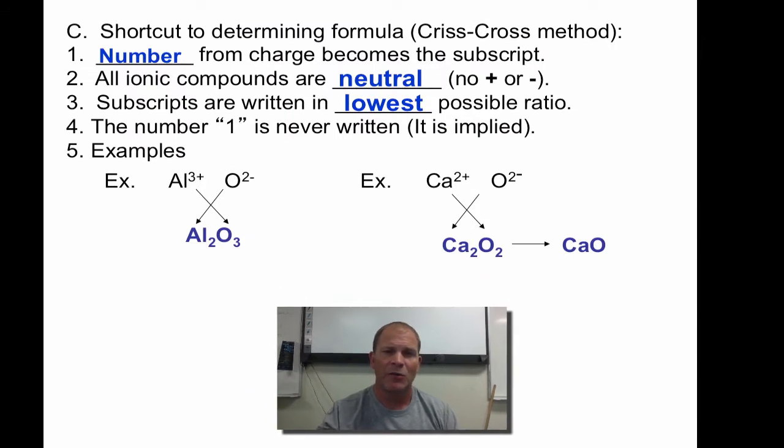Now when you deal with charges, sometimes it's easier just to use what we call a crisscross method. For example, with the crisscross method, all we do is bring the number of the charge down as a subscript. I call it the no-brainer method, because it keeps you from thinking and having to do elementary math. So in this situation, I'll bring the 3 from the aluminum down for the oxide and the 2 from my oxide down for the aluminum. So my correct ratio is Al2O3.